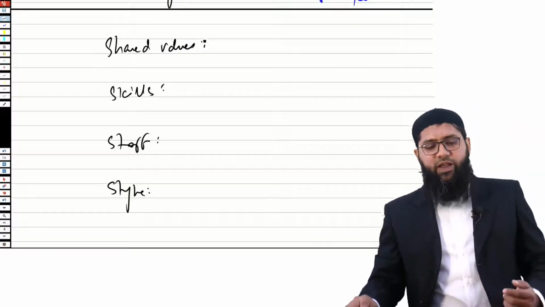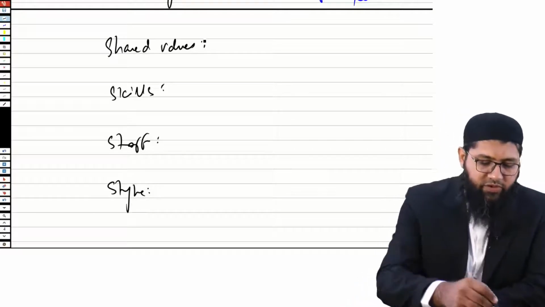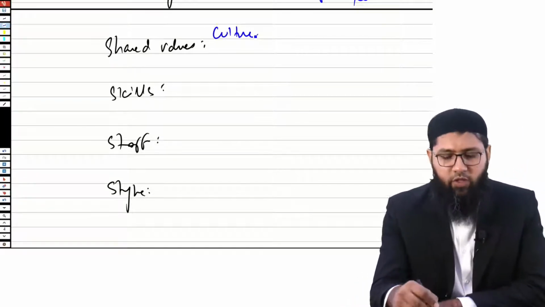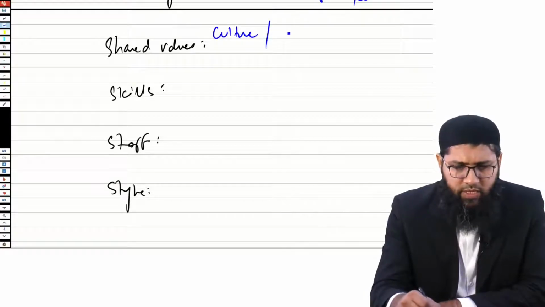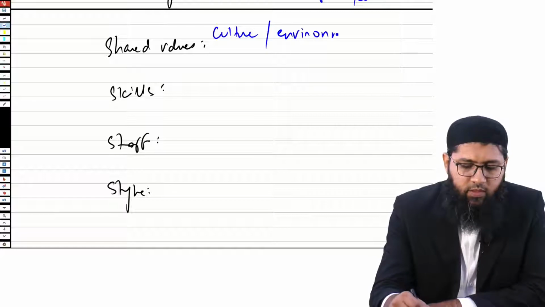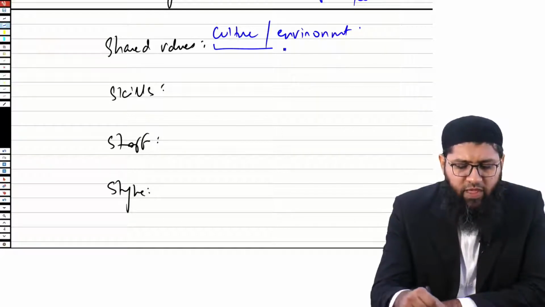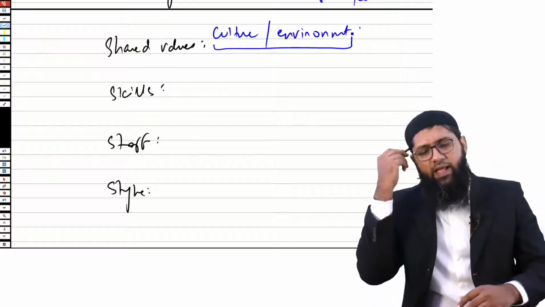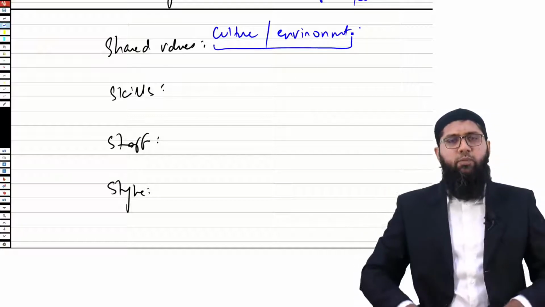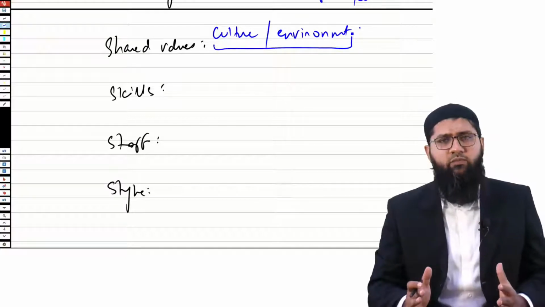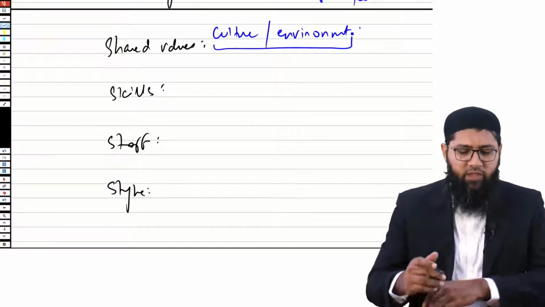Now, what is this shared values? When we talk about the shared values, shared values actually refers to the culture of the organization, the overall environment that is prevalent within the organization. So when I talk about the shared values, they refer to the culture, they refer to the overall environment that is there within an organization.